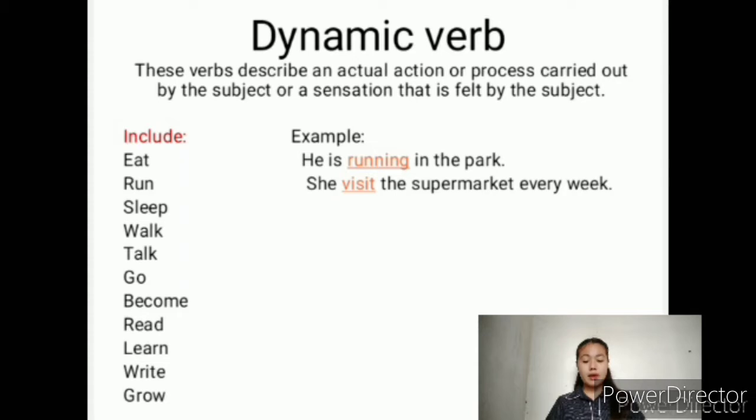Third, what is dynamic verb? These verbs describe an actual action or process carried out by the subject or a sensation that is felt by the subject. It includes eat, run, sleep, walk, talk, go, become, read, learn, write, grow. For example, he is running in the park. The underlined word is running. She visits the supermarket every week. The underlined word is visits.